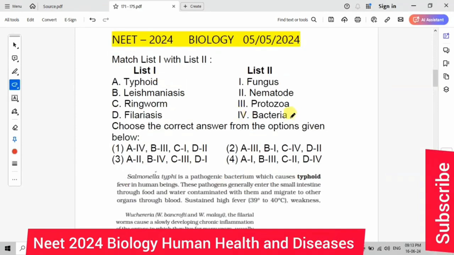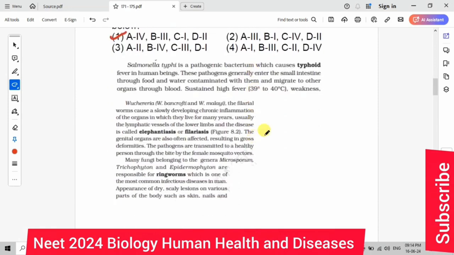Typhoid. It is caused by a bacterium, Salmonella typhi, so it is 4. Leishmaniasis, and it is 3. It is a protozoan. Next, ringworm, and it is a fungus, so it is 1. Next, filariasis, and it is 2, Nematoda. So it is option 1, 4, 3, 1, 2. Okay, next you can see the NCERT statements or NCERT topic here from the chapter known as human health and diseases. Thank you.